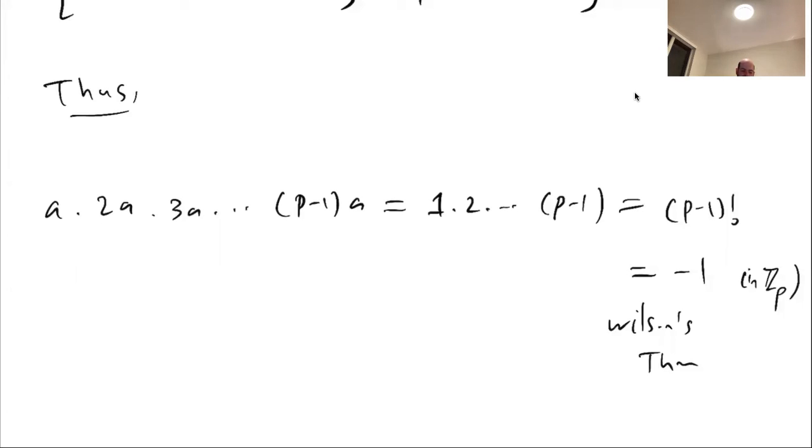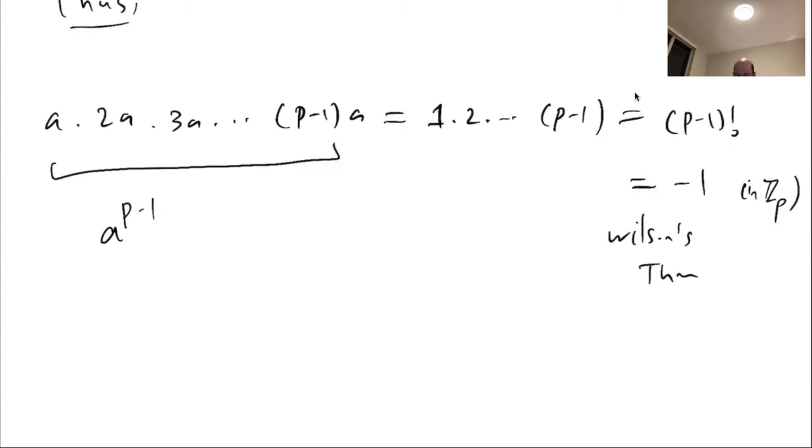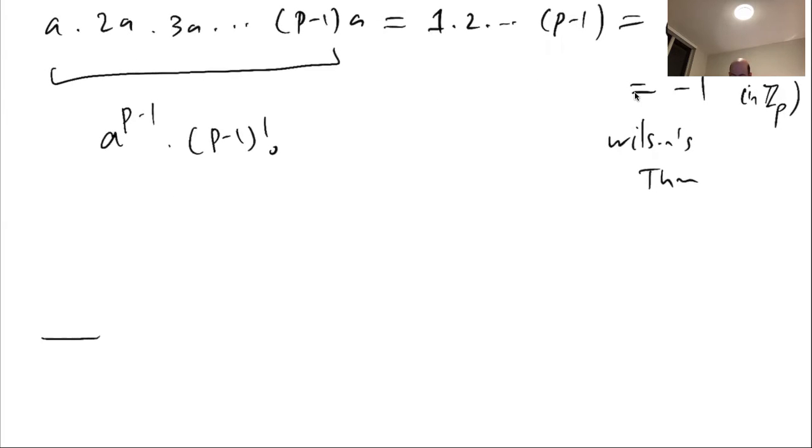And what about the left-hand side? What can I say about the left-hand side? So on the left-hand side, I have the product of p minus 1 a's, so a to power p minus 1, and then 1 times 2 times 3 all the way to p minus 1. That's p minus 1 factorial. So times p minus 1 factorial. So I can say that a to power p minus 1 times p minus 1 factorial equals -1 in Zp.